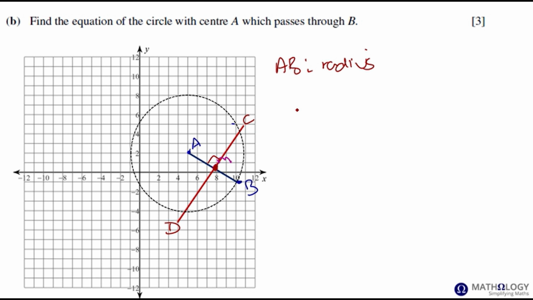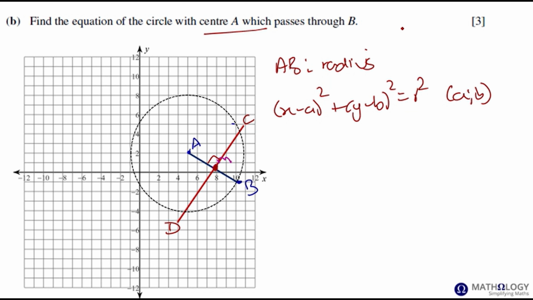To find the equation of a circle, we need to know the center and the radius. The general equation of a circle is (x minus a) all squared plus (y minus b) all squared equals r squared, where (a, b) is the center. We know the center, that told us it's A, the point (5, 2). So we know that a is 5 and b is 2. So (x minus 5) all squared plus (y minus 2) all squared equals r squared.